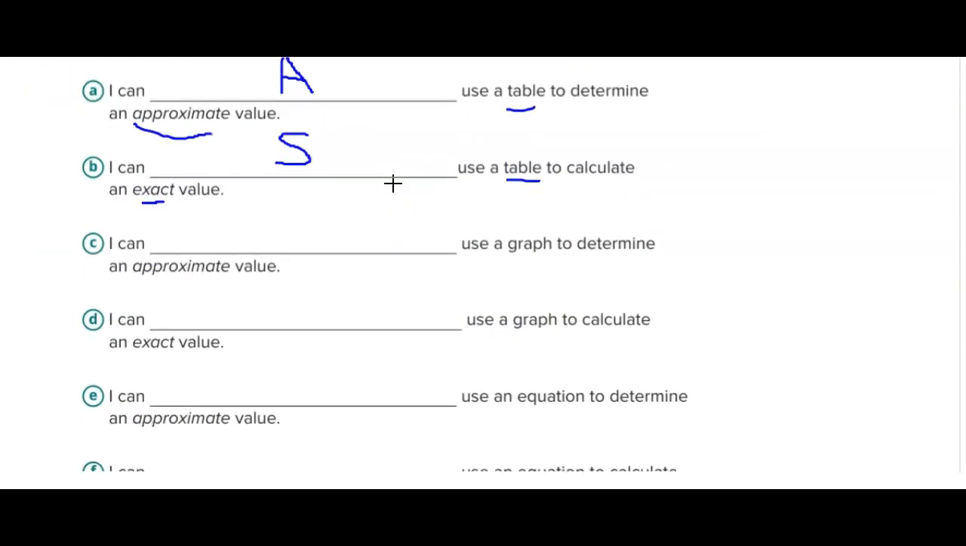Then move down a little bit, and now we're going to be thinking about graphs. So when you're looking at a graph, can you always, sometimes, or never use a graph to get an approximate value? And I would argue that you can always use a graph to get an approximate value, but it might be difficult to get exactly the value you want. So you can sometimes use a graph to get an exact value.